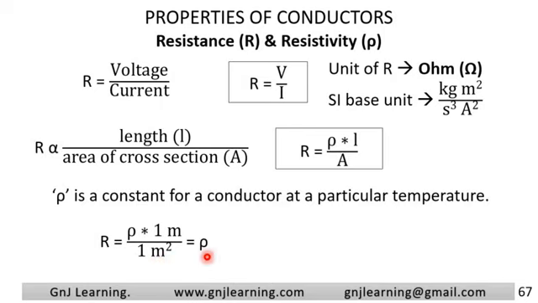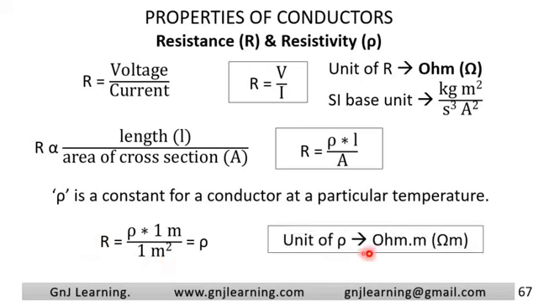Now the unit of rho, from this equation it is clear that it is ohm meter. Unit of rho is equal to ohm meter, because when this moves to the left hand side, this will go to the numerator and this will come to the denominator, where 1 m will cancel out and the remaining m will remain in the numerator. That is, rho is equal to ohm meter. Okay, next, so we have found two properties here. One is resistance and the other one is resistivity. They are related to each other as R is equal to rho into L by A.